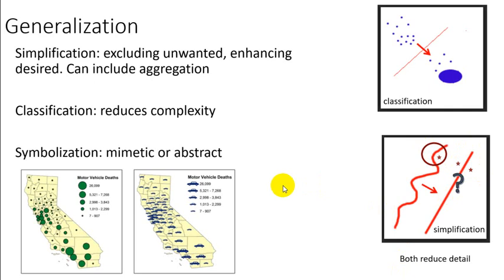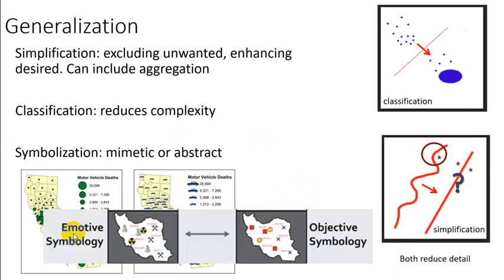Symbolization, mimetic or abstract. So are we using symbols that we can intuitively connect to, or symbols that are somewhat objective? It's also called emotive symbology, where you're using a cartoon or a character, versus objective symbology that may not introduce as much emotional bias, but may be more cognitively challenging to decode.